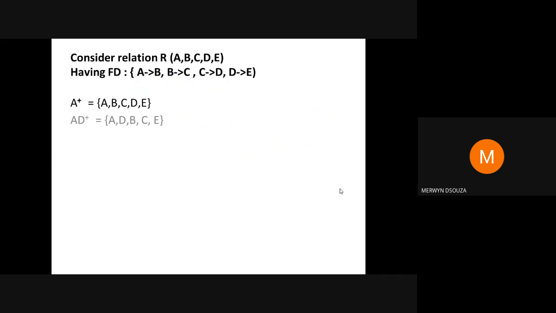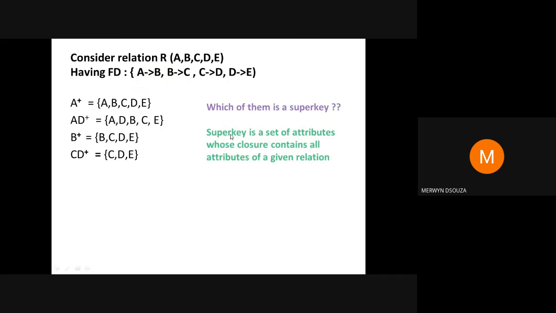So now we have found these attribute closures. For A, the attribute closure is A, B, C, D, E. Similarly, for AD, it is A, D, B, C, E. For B, it is B, C, D, E. And for CD, it is C, D, E. So, given these attribute closures, how can you determine if any of them are super keys?